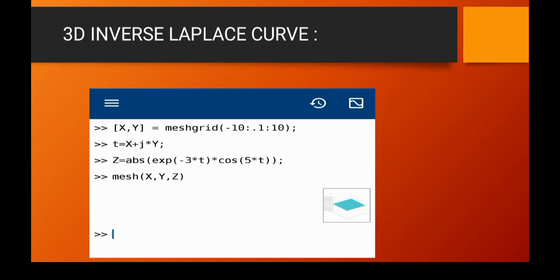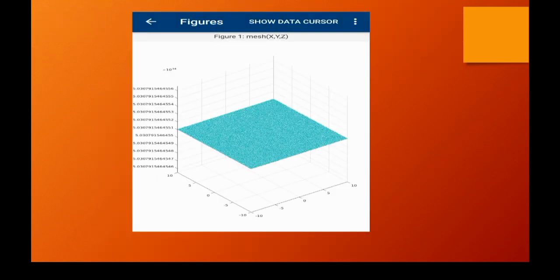So if I have a function, we have to solve it by using the command meshgrid with limits from -10 to 10 having steps of 0.1. I am given the function t equals x plus j multiplied by y, and z is defined as follows. After giving the command mesh(x, y, z), I will get the 3D plot, which is as given in the picture.